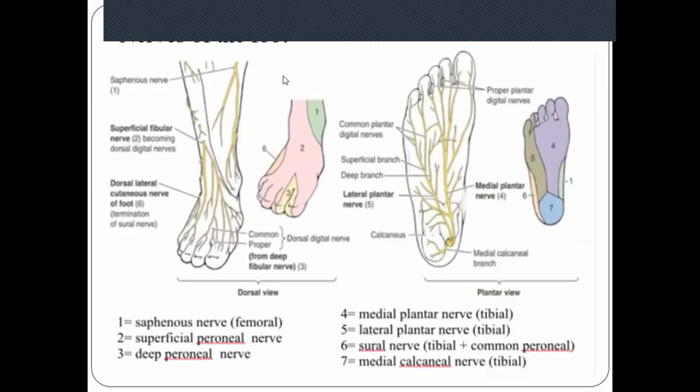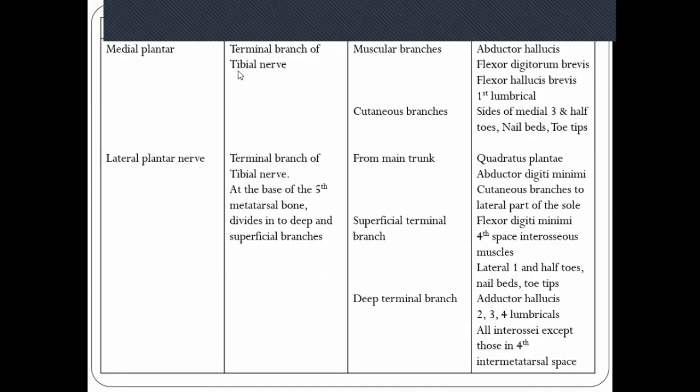Then we can go through the nerves of the foot. So there are two main nerves you have to know in the foot. Those are the medial plantar nerve and the lateral plantar nerve. Okay. So the medial plantar nerve is the terminal branch of the tibial nerve. It has muscular branches and cutaneous branches, both.